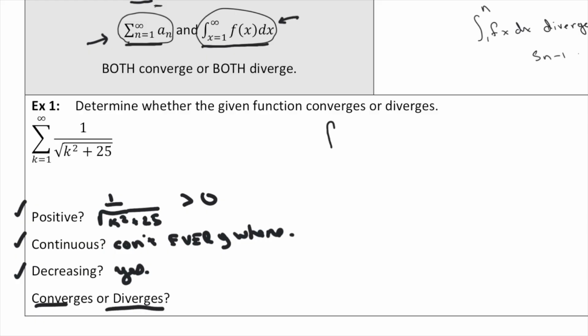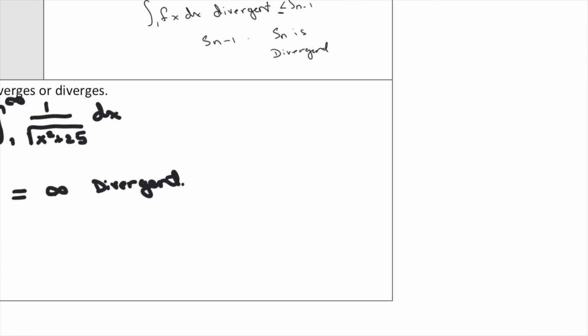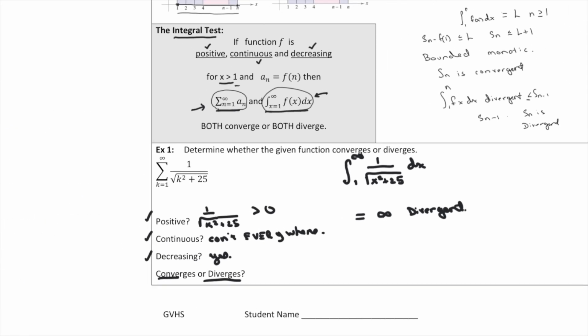Well, let's think about what the integral did. If we had the integral from 1 to infinity of 1 over square root x squared plus 25 dx. Well, look at that. That looks quite familiar. You did that one earlier. You found out that this was infinity and was divergent. So since this integral was divergent, our infinite series is also divergent.